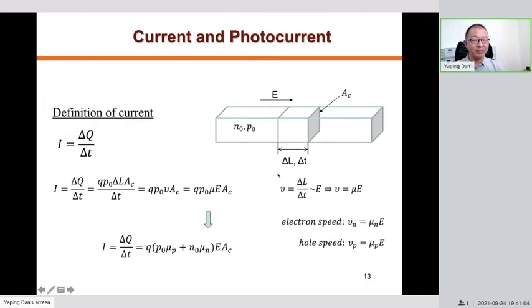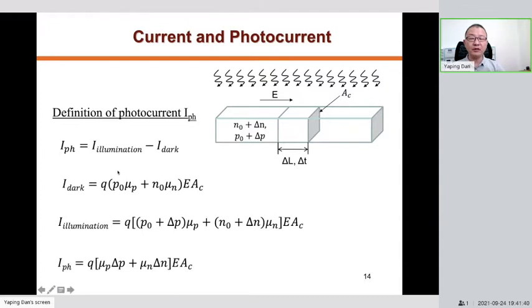But for a semiconductor, to be more general, we have electrons and holes. So that's why we rewrite this equation as the hole concentration P0 times the mobility of holes, plus the electron concentration times the electron mobility. We just replace this part with two types of carriers, to be more general.